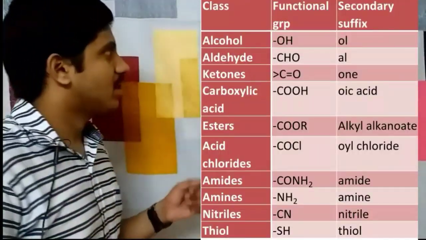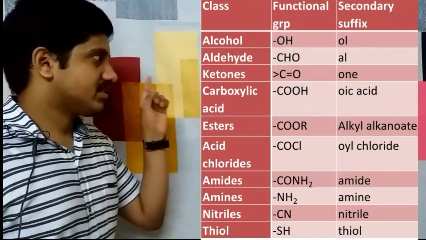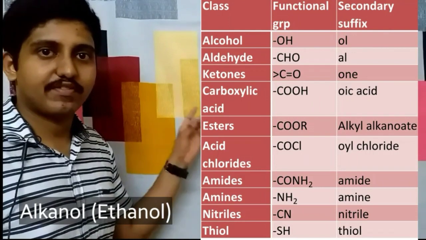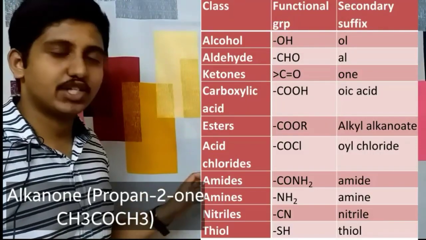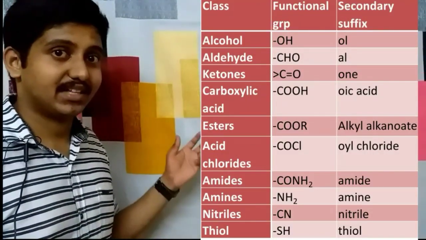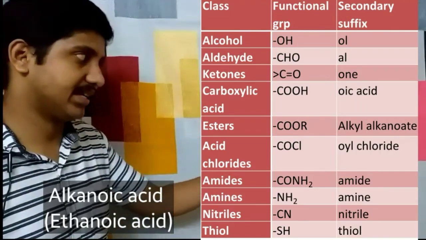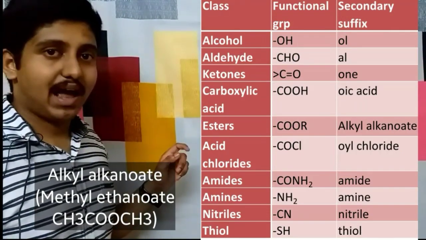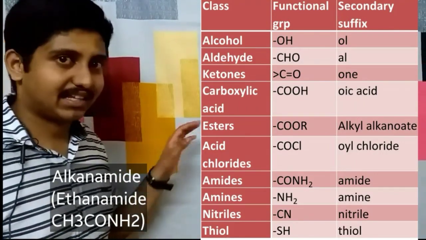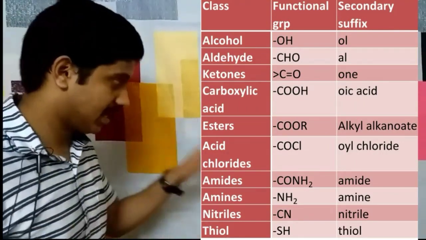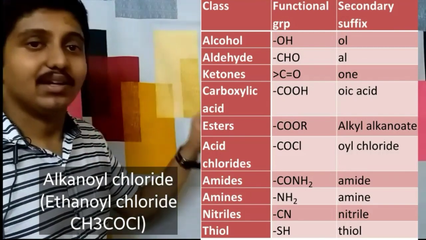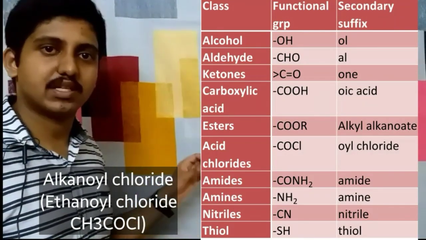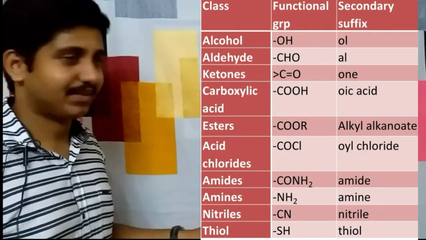Now let's see some usual secondary suffixes. Here is a table. Look at the table. The secondary suffix of alcohol is ol, so alkanol. If aldehyde, alkanal. If ketone, alkanone. If acid, that is carboxylic acid, then alkanoic acid. And if it is ester, alkyl alkanoate. If it is an amide, alkanamide. Then if it is an amine, alkanamine. If it is an acid chloride, COCl, that is alkanoyl chloride. If instead of Cl any other halide, then alkanoyl halide, and so on.